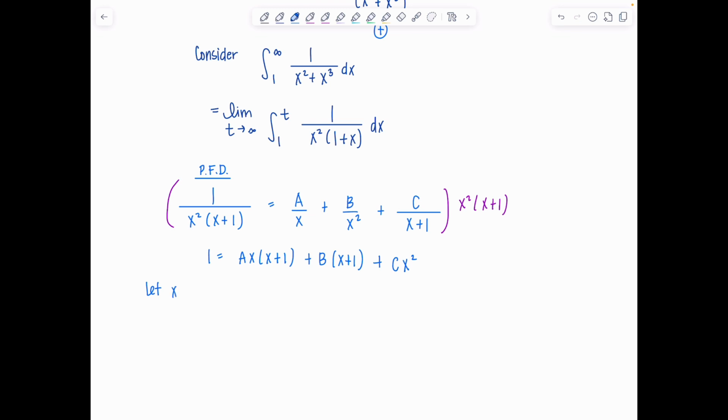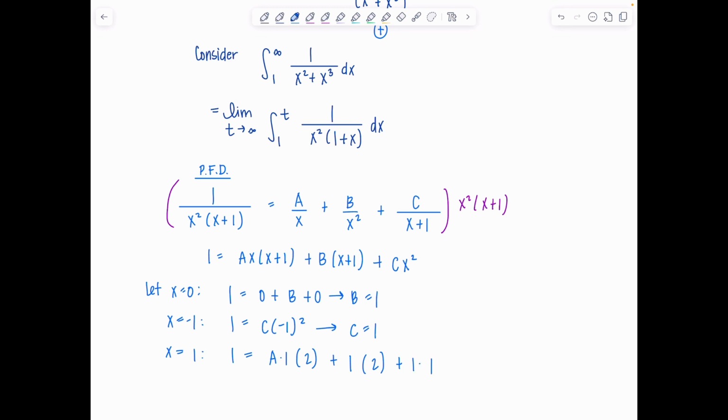I'm not going to multiply everything out. I'm going to first let x equal 0. I picked that because then these terms would be gone. So then 1 equals 0 plus b plus 0. So b is 1. Let x equal negative 1. Then 1 equals, this is 0, this is 0, c times negative 1 squared. So c is 1. And then what do you plug in the third time? Whatever you want. x is positive 1. So 1 equals, I don't know what a is, times 1 plus 1 is 2, plus b is 1 times 1 plus 1 is 2, plus c is 1 times 1.